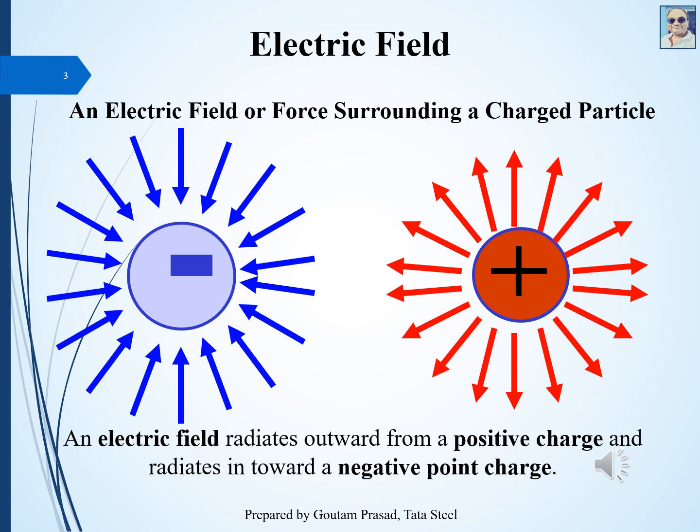So electric field is something that emanates from the charges. On the right side we have a positive charge. You can call it a point charge, and on the left side we have a negative charge. You can see electric field is radiating out from the positive charge, whereas the negative charge electric field is going inward, that means into the charge. So lines of forces are going into the charge and coming out from the positive charge. An electric field radiates outward from the positive charge and radiates towards a negative charge. So that is the end conclusion here.